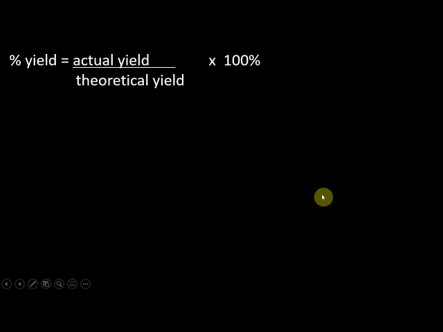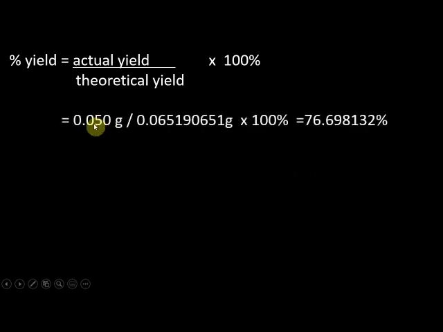Now, how do we figure out our percent yield? The question tells us we got an actual yield of 0.05 grams instead of 0.065 grams. So if that's the case, then we simply use that as our actual yield. We just calculated our theoretical yield, so that becomes our denominator. Times 100%, and we get 76.698132%.